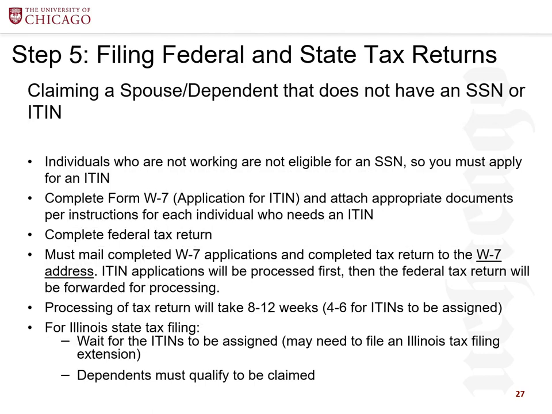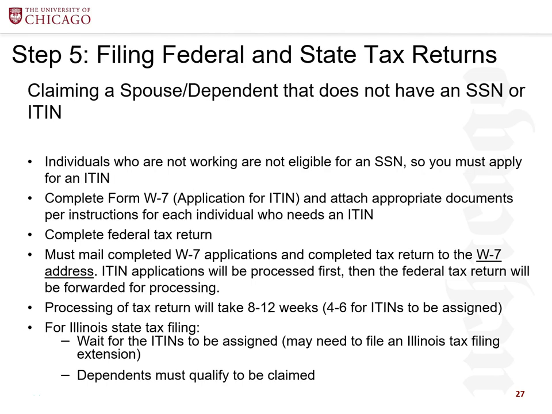Filing or claiming a spouse or dependent that does not have a Social Security number or ITIN. This slide is more just a resource about the nuts and bolts of applying for a tax ID at the time you file your tax return. If you are not eligible for a Social Security number, so you are not working in the US, you're just here as a dependent and you have no income, an ITIN would be an appropriate tax ID for you. You apply for that using a W-7.